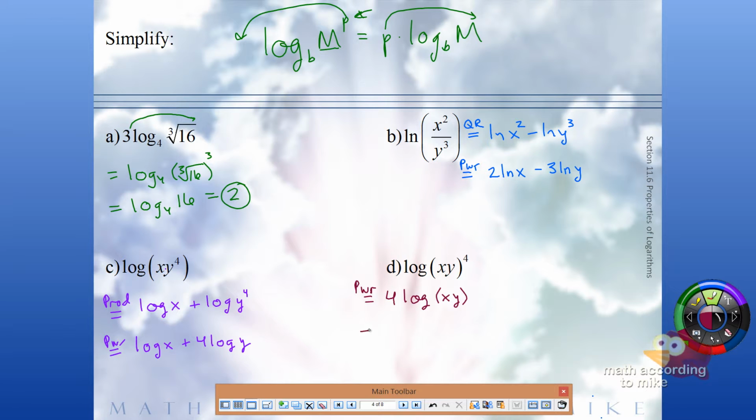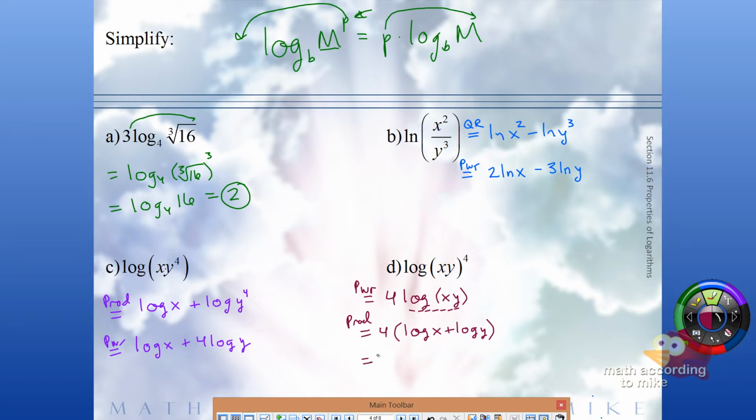But as I warned you guys earlier, when we do the product rule, to clean this up, since this is going to break into 2 parts and we need a coefficient there that's not 1, we need to use parentheses. So 4 times the quantity log of x plus log of y. Distributing that 4 through, we get 4 log of x plus 4 log of y.